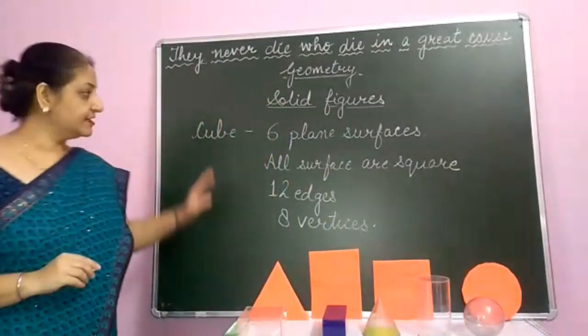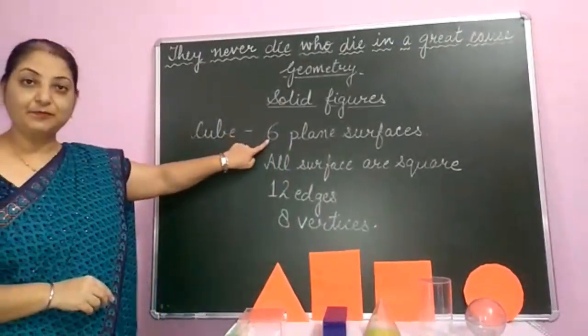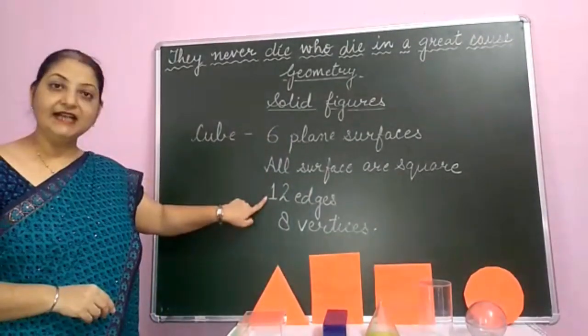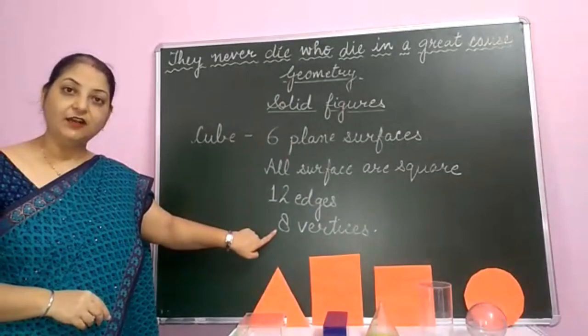So, what are the properties of a cube? It has 6 plane surfaces. All the surfaces are square in shape. It has 12 edges and 8 vertices.